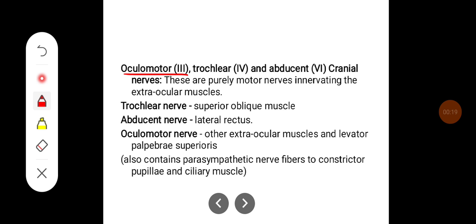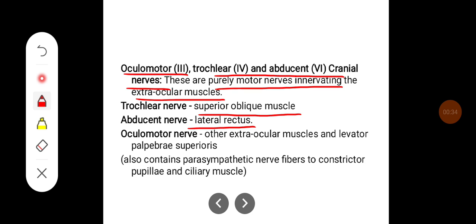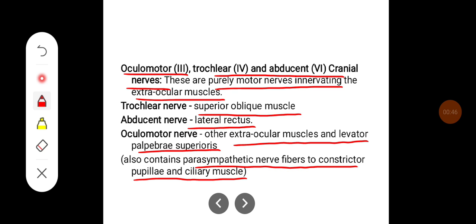The oculomotor, trochlear and abducent cranial nerves are purely motor nerves innervating the extraocular muscles. Trochlear nerve is going to innervate the superior oblique muscle, abducent is going to innervate the lateral rectus, and oculomotor nerve is going to innervate other extraocular muscles and levator palpebrae superioris. It also contains parasympathetic nerve fibers to constrict the pupillae and ciliary muscle.